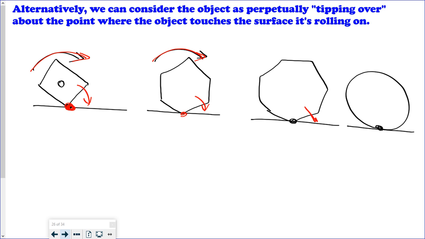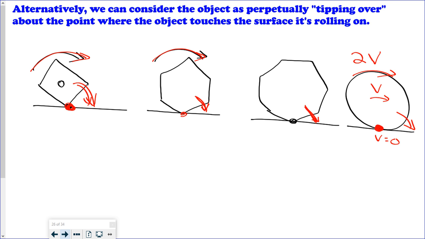So in these first 3 drawings, you can see this wheel's tipping over, this is tipping over, this is tipping over about this pivot point. If you think about it that way, it becomes clearer that the velocity of this point is 0. And as you get farther away from that point, your velocity gets bigger and bigger. So those are the 2 ways of thinking about rotation.